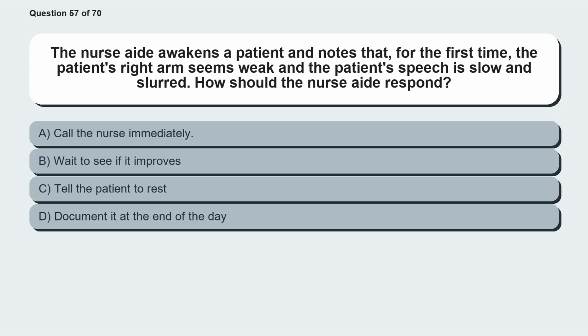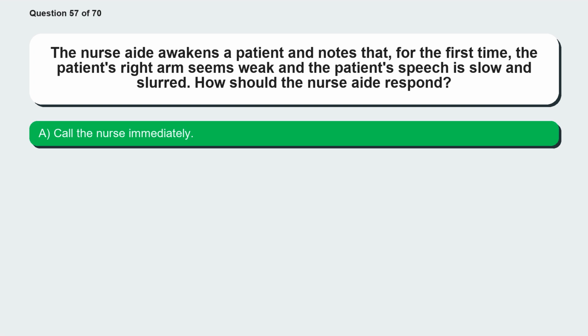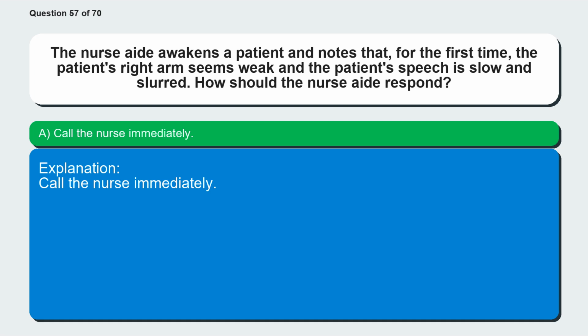Question 57. The nurse aide awakens a patient and notes that, for the first time, the patient's right arm seems weak and the patient's speech is slow and slurred. How should the nurse aide respond? Option A, call the nurse immediately. Option B, wait to see if it improves. Option C, tell the patient to rest. Option D, document it at the end of the day. The correct answer is option A, call the nurse immediately.